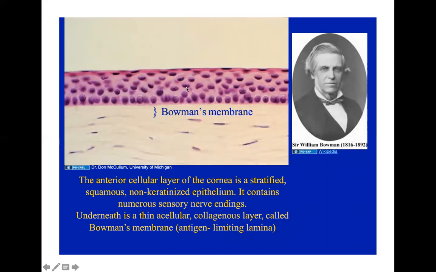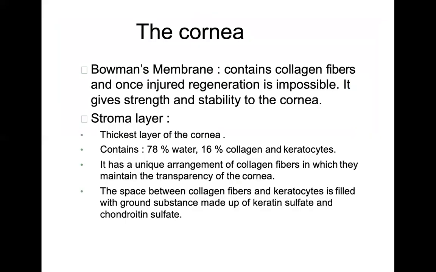So next to your epithelium, previously I mentioned Descemet's membrane. Sorry, I'm referring to the Bowman's membrane. So underneath the epithelium is your Bowman's membrane. Now this one is acellular. It's a collagenous layer, and this may also be referred to as the antigen limiting lamina.